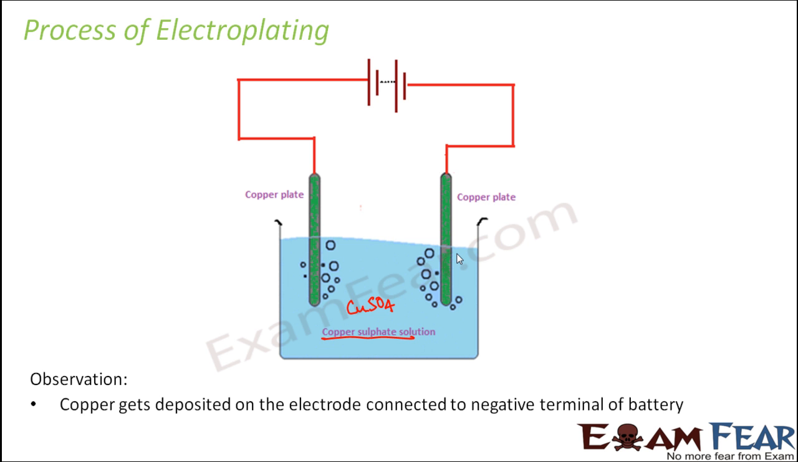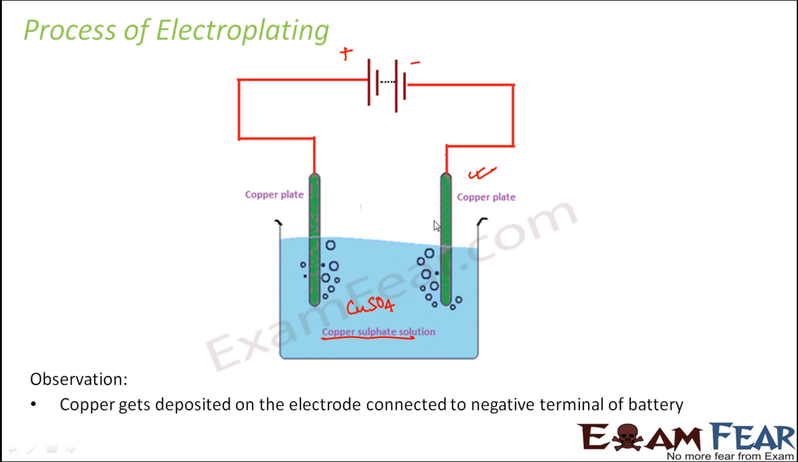The observation is that copper gets deposited on the electrode which is connected to the negative terminal of the battery. So this is the negative terminal of battery. This is the positive terminal of battery. So on this electrode, we see that copper gets deposited. So it was just a copper plate. On top of that, more copper has got deposited on this electrode.